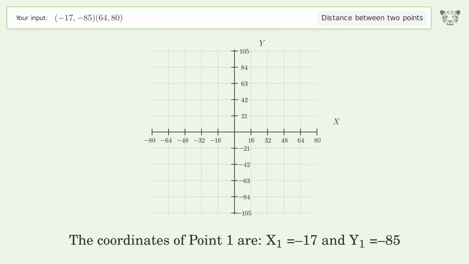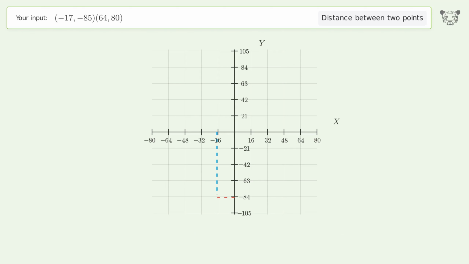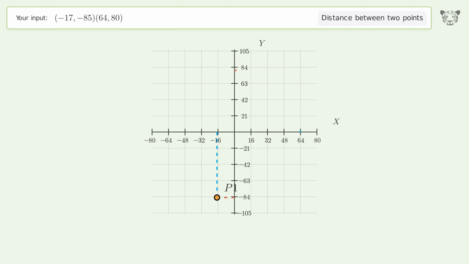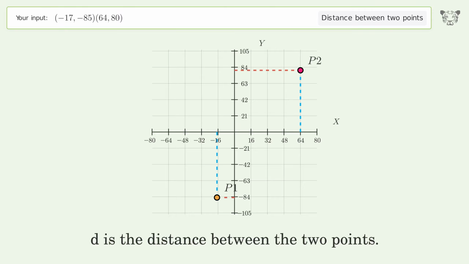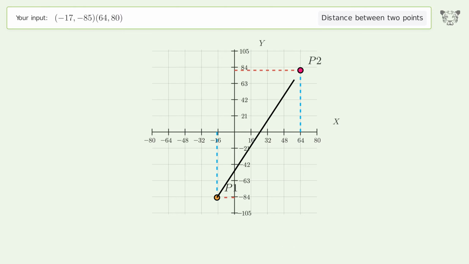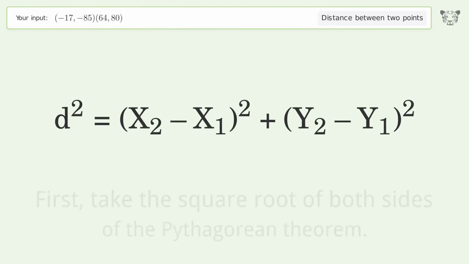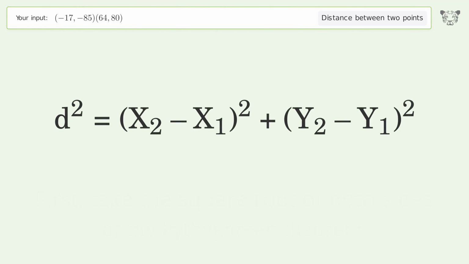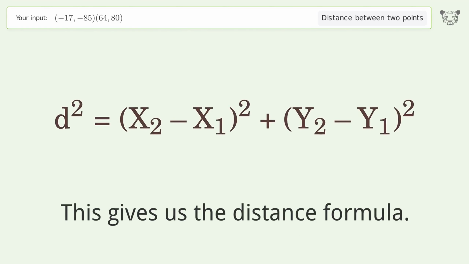The coordinates of point 1 are x1 equals -17 and y1 equals -85. The coordinates of point 2 are x2 equals 64 and y2 equals 80. D is the distance between the 2 points. First, take the square root of both sides of the Pythagorean theorem. This gives us the distance formula.